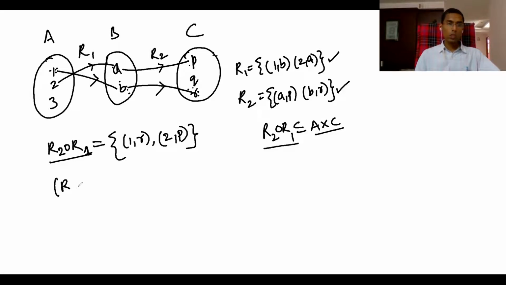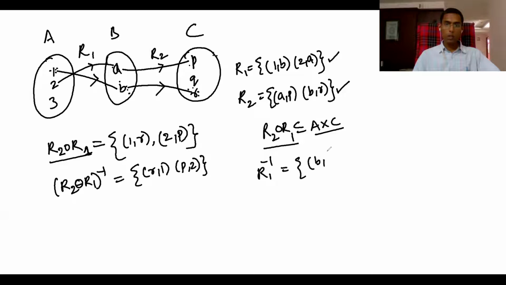Now (R2 circle R1) whole inverse. Inverse means, as I told you already, reverse: you write (r,1), (p,2). This is reverse. Now I will do R1 inverse. R1 inverse is (b,1), (a,2). Then R2 inverse is (p,a) and (r,b).